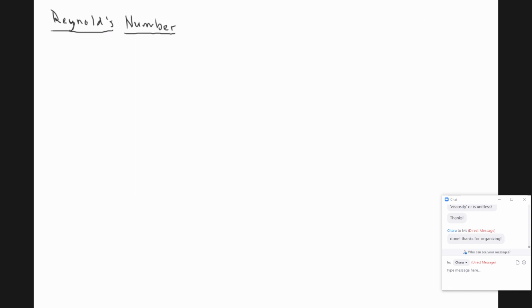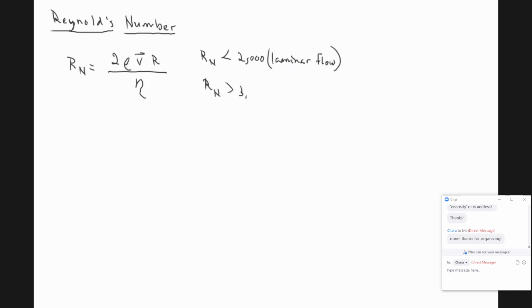But yes, Reynolds number. So Reynolds number is just a number: 2 times the density, times the velocity, times the radius, divided by the viscosity. Okay? What does that number tell us? When Reynolds number is less than 2000, we have what we call laminar flow. When Reynolds number is greater than 3000, we end up with turbulent flow.